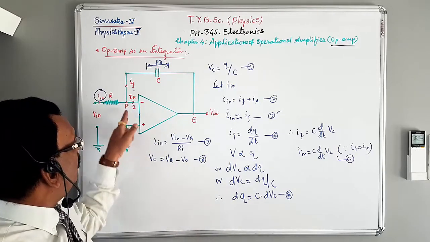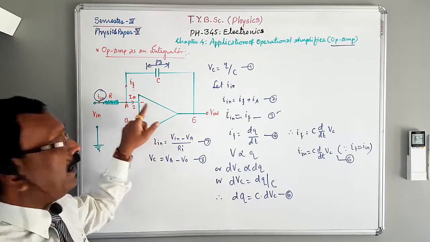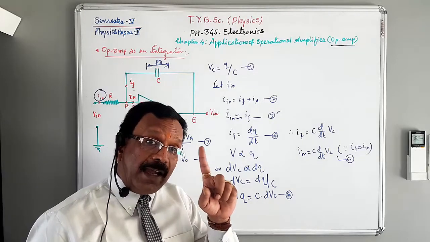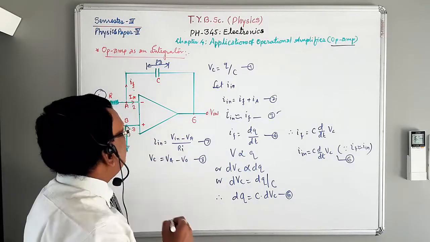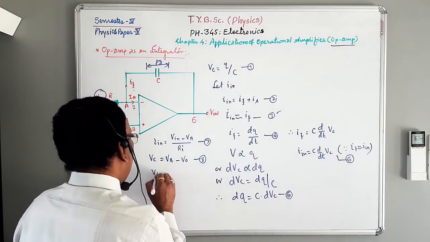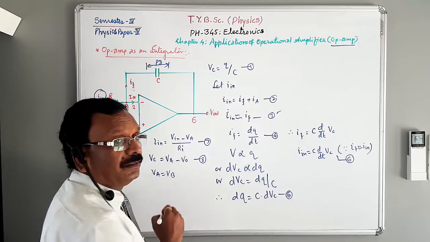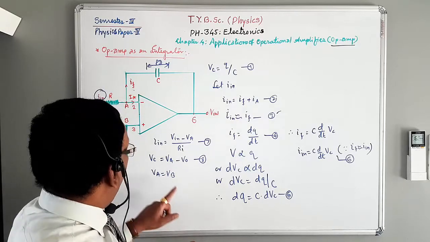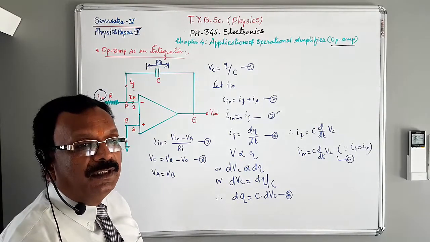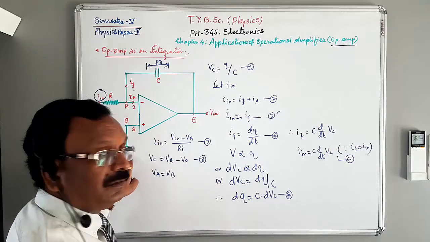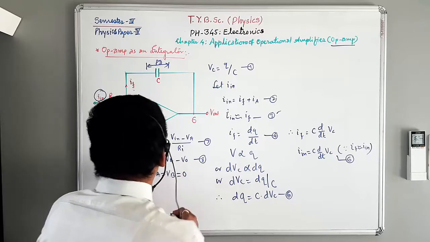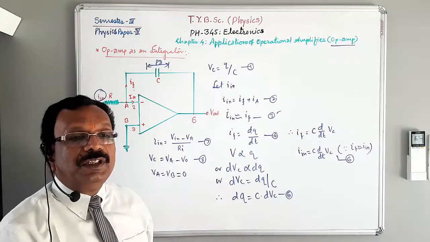Remember that VA is the potential at point A, which is nothing but voltage at the inverting terminal. And for an ideal op amp, potential at inverting and non-inverting terminals are the same. That is VA is equal to VB, where VB is the potential at the non-inverting terminal B. Since B is connected to ground, this is equal to 0. When VB is 0, then absolutely VA is equal to 0.